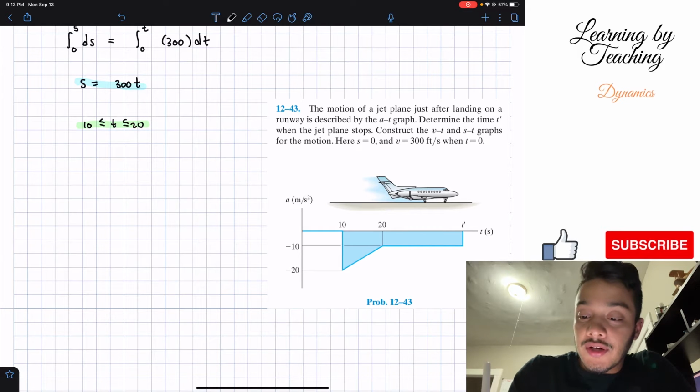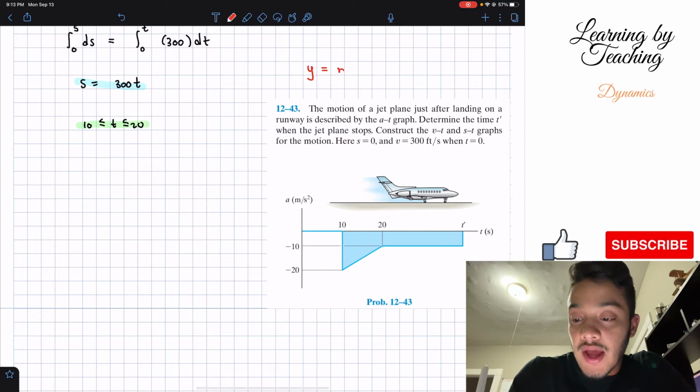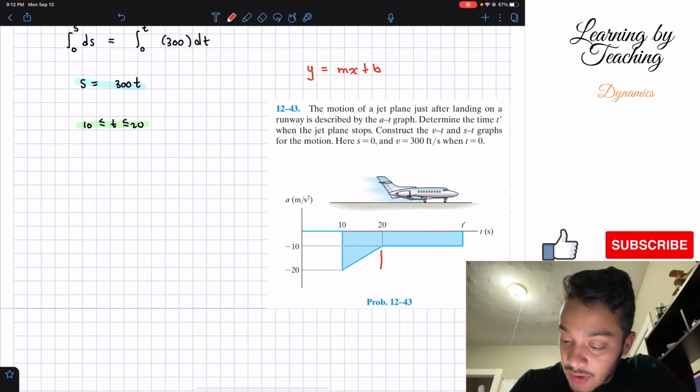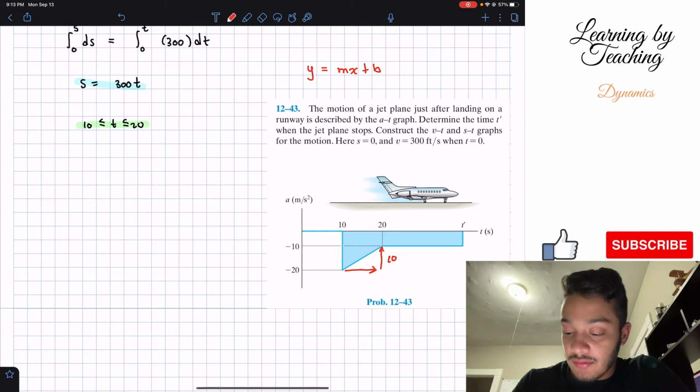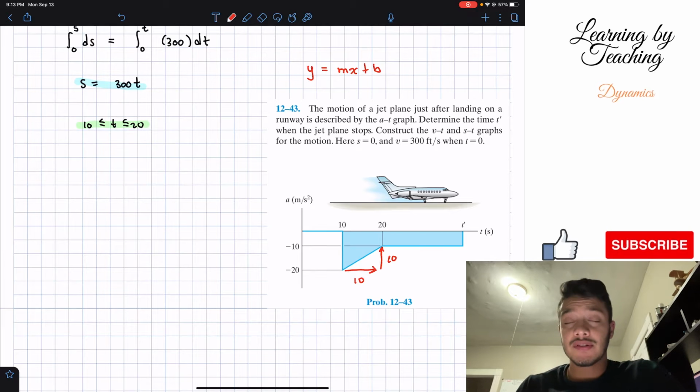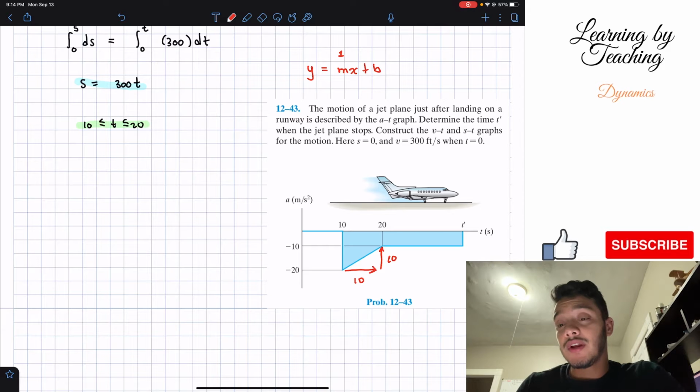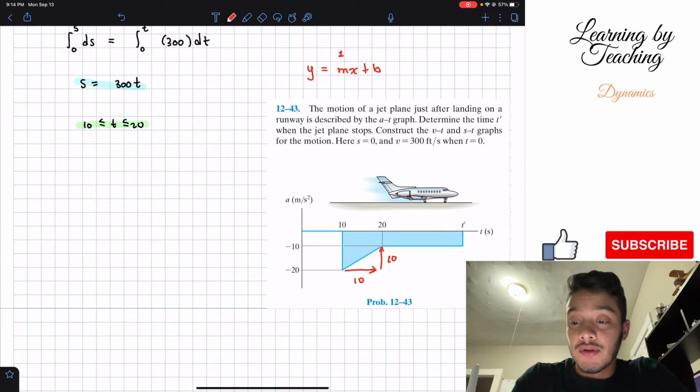What we know about linear equations is that they are in the form y equals mx plus b, right? For our slope, which is our m, we know that it has to be the rise over the run. Our rise is 10 and our run is 10, meaning that our slope is a ratio of 1/1, so we know that our m is equal to 1. If our x coordinate is our time interval, we're going to put 1t.